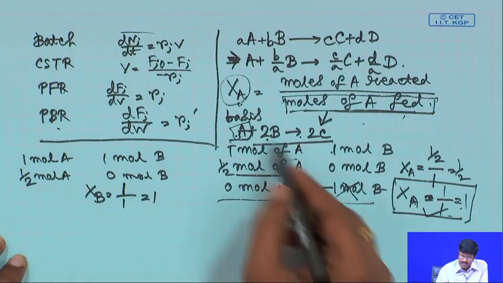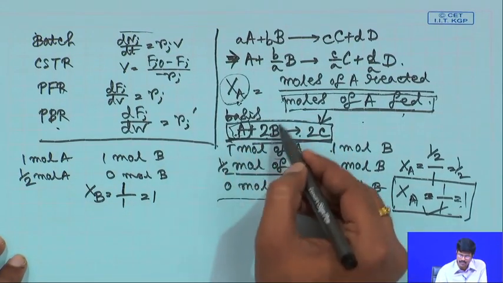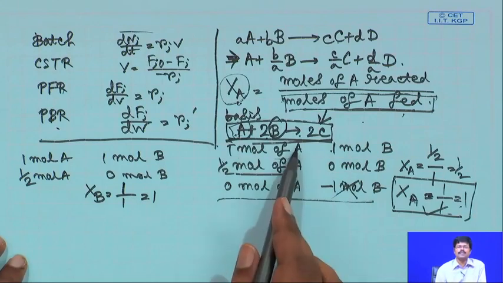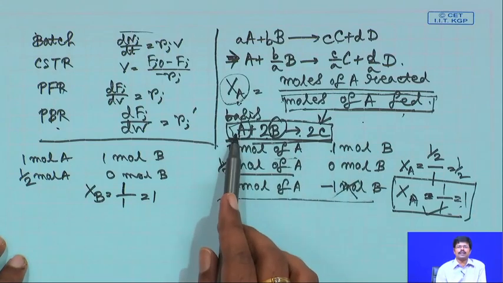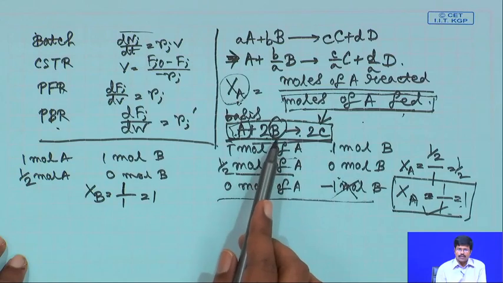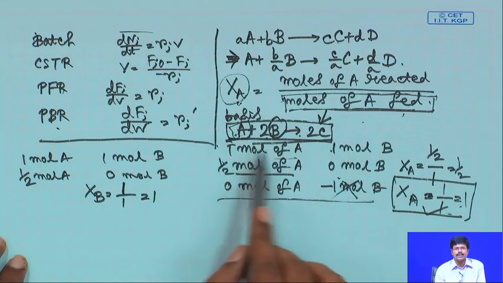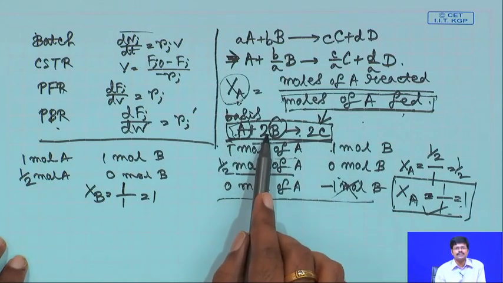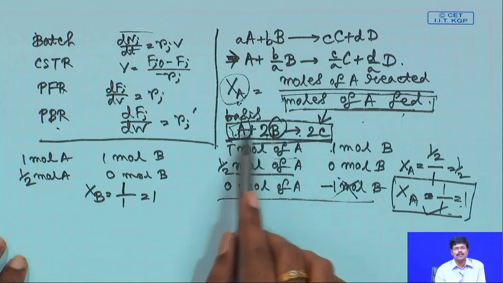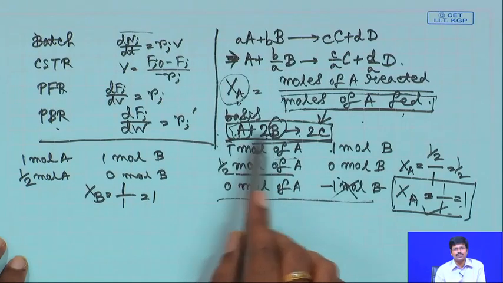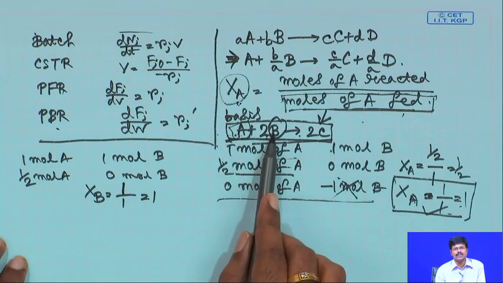So, this is 1. In this particular situation you have to take B as the basis to calculate conversion and not A, otherwise you will be wrong. Here B is the limiting reagent, because B is in higher amount with respect to this, so you need more amount of B. So, B is your limiting reagent.